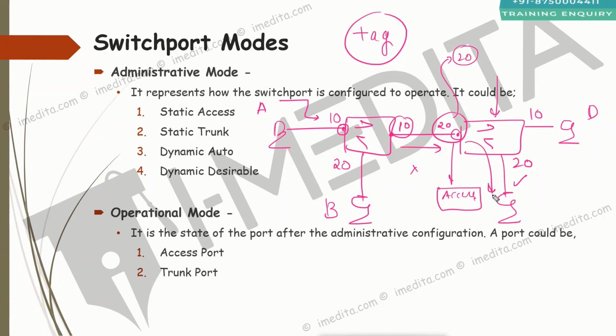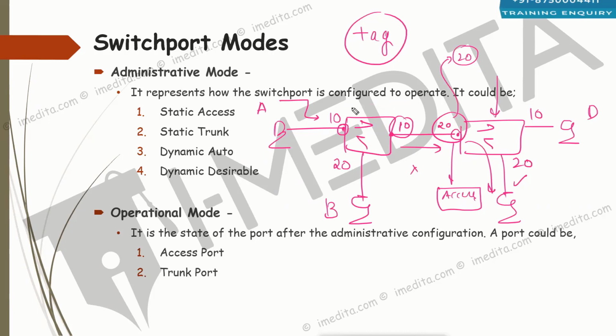This is how it happens. So this VLAN 10.10 broadcast domain, 20.20 broadcast domain, traffic exits here, received here. Simple. I mean, not that simple, but it is how it happens.